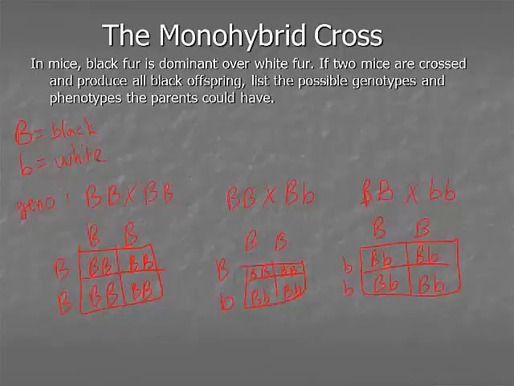Keep in mind, we know that the children must have at least one capital B allele to have black fur. The other allele could also be dominant or recessive. Therefore, any Punnett square combination that would result in the children having at least one dominant allele would be a possible genotype for the parents.